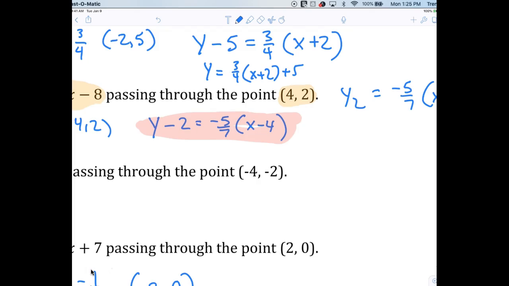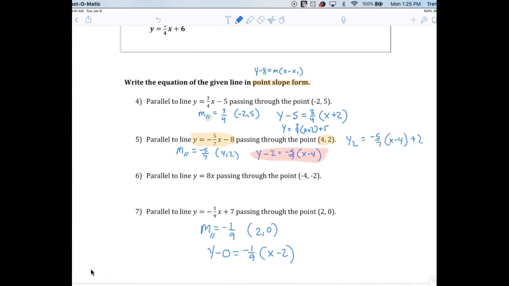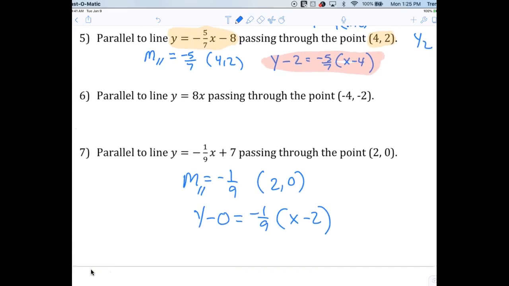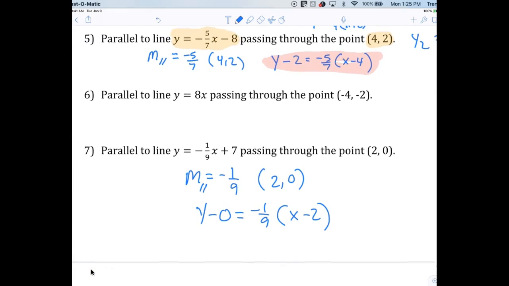So here we go. Look up, please, and let's try to get this done. All right? So that was number 4. Now take a look at number 6. If I want it parallel, I want someone, please, who is paying attention. What is the slope of the parallel line? 8. Thank you so much. Passing through what point? -4, -2. Beautiful work.